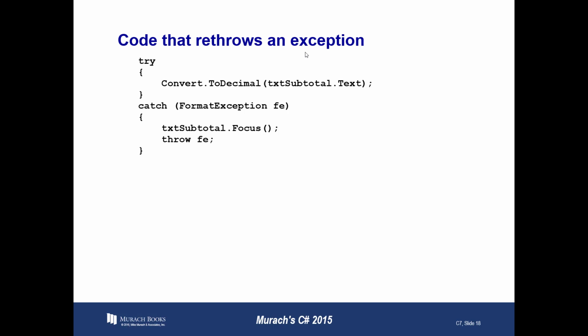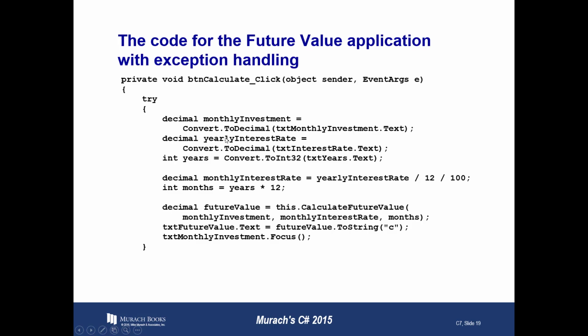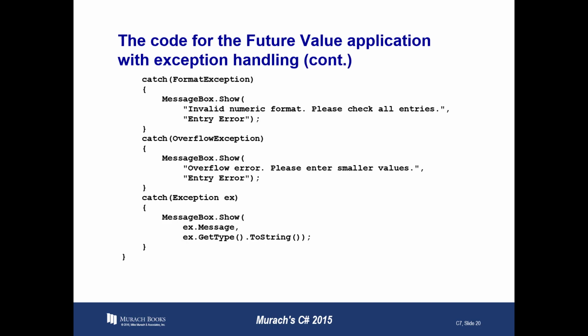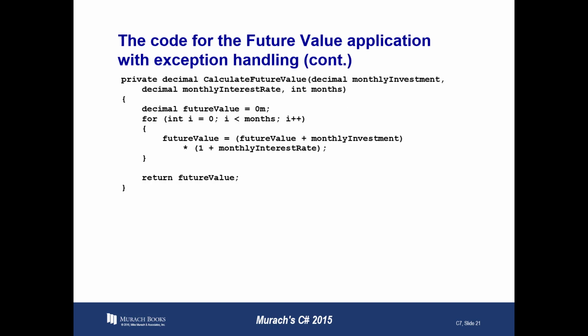So code that rethrows an exception. What are we doing here? We're trying to convert to decimal. If we have a problem, we're setting the focus, and we're throwing this exception. So here's a little cleaner look, but notice there's just a try here. There's the catches.